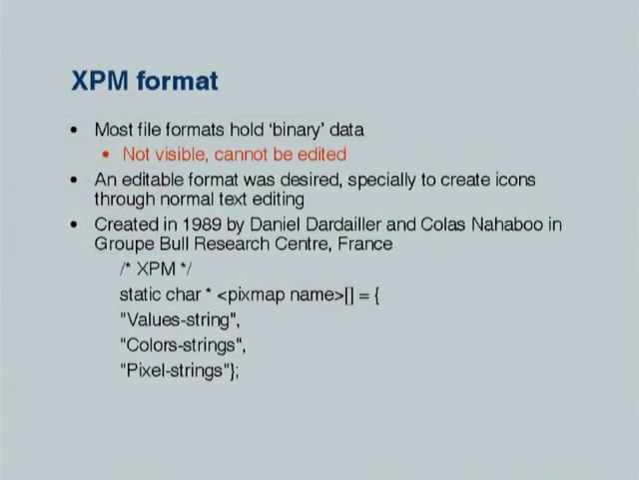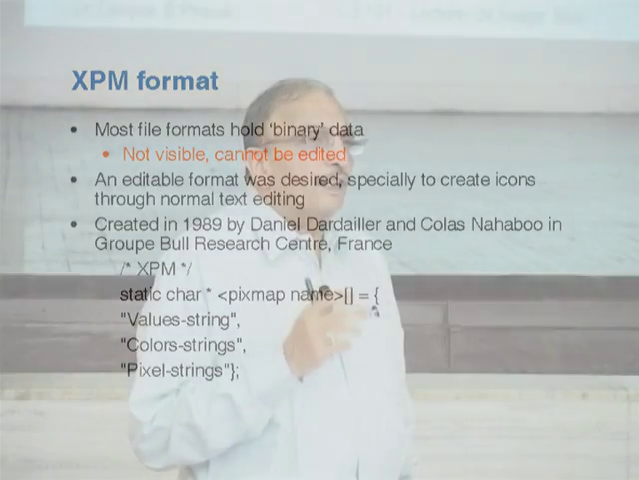So this particular team, Daniel Dadal and Colas Nahabu, at Bull, the group Bull Computer Manufacturers. Bull was a major computer manufacturer of Europe. Now you don't hear of them, but they had a good research lab. And in there, they developed an ASCII representation for an image file. How does that ASCII representation look?